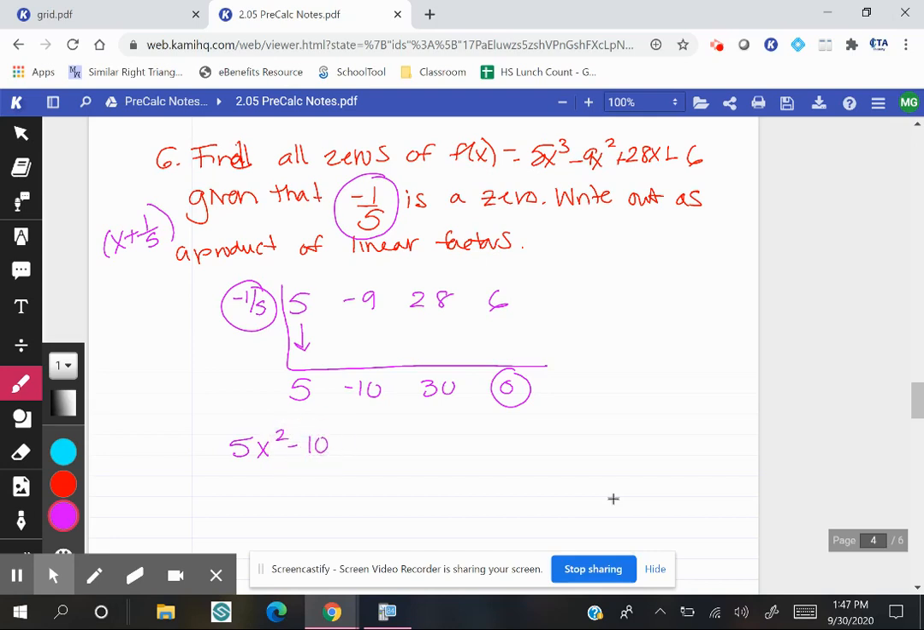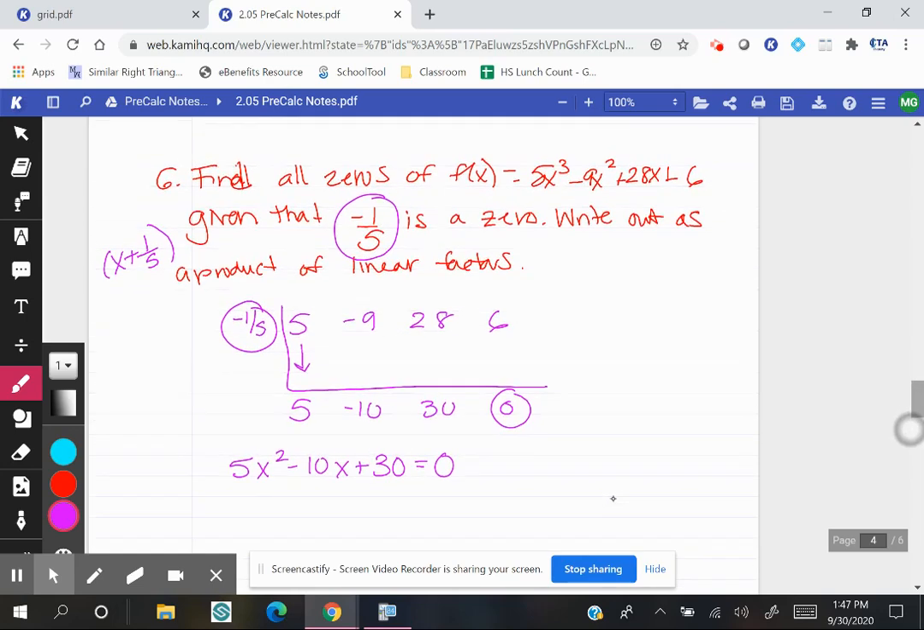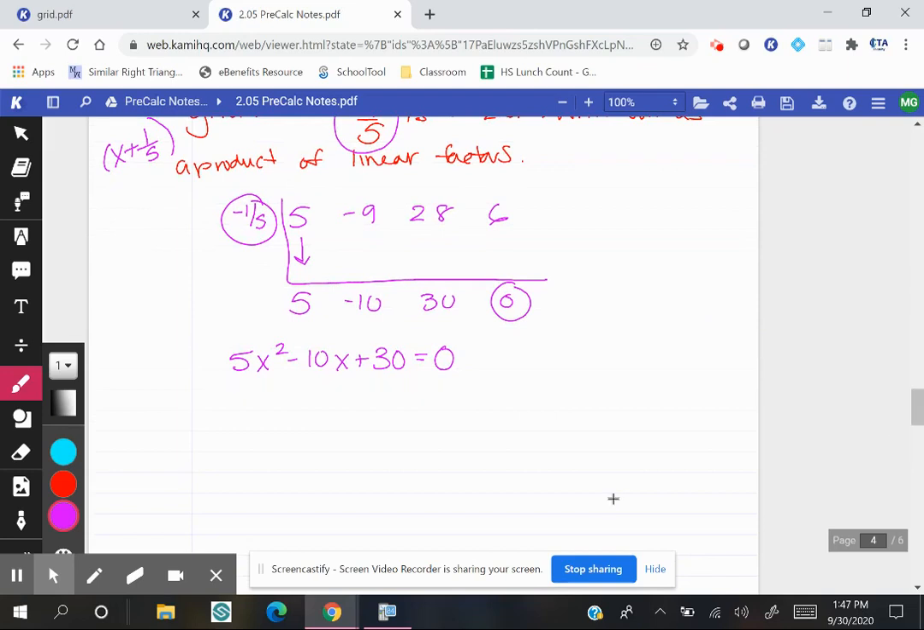And then we'd have 5x squared minus 10x plus 30 equals 0. So here we want to find the rest of our zeros, so we want to try to factor it. So maybe I factor out my GCF first and I get x squared minus 2x plus 6. Then I try to think what numbers multiply to 6 and add to negative 2, and I can't think of any because there aren't any, which means it is not factorable.